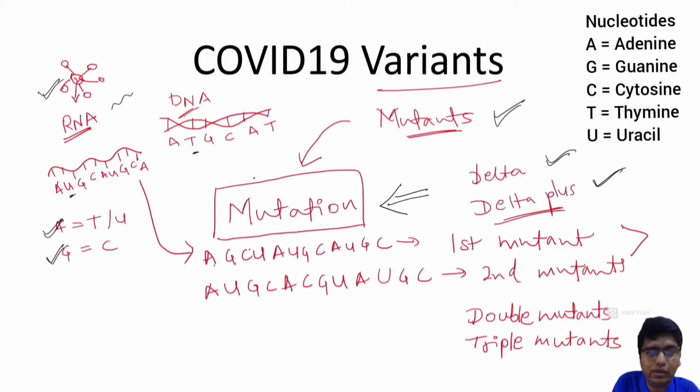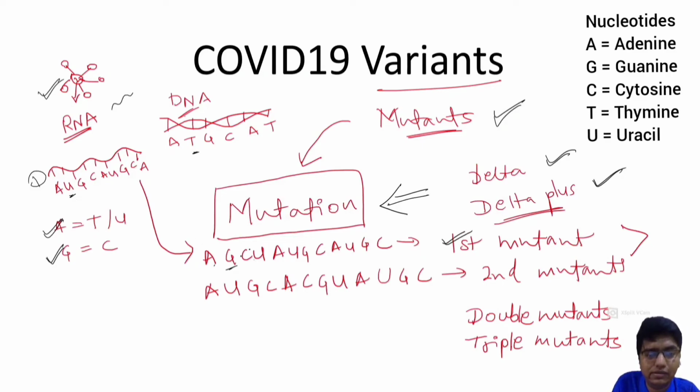So now let's see what mutation is. See, this is the original variant. We can say this is the first variant having a sequence of AUGC, AUGC, right? And after mutation, there is a change in the nucleotide sequence. Here it is AGCU instead of AUGC. So the place of U is changed, right? So this is the first mutant.